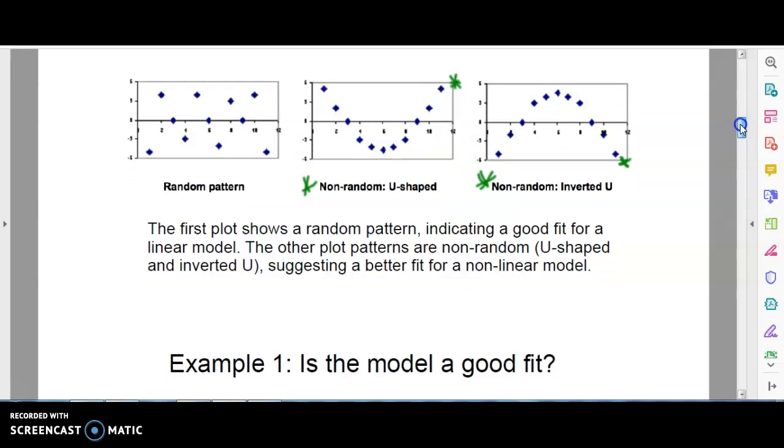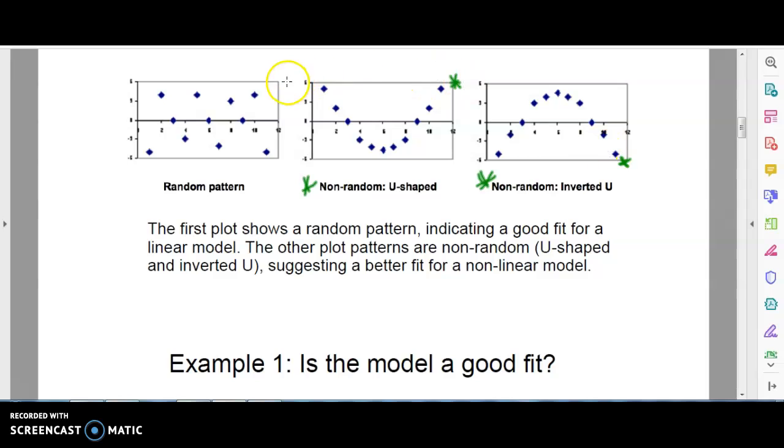Moving on to the next part here. These are residual plots we see here, 1, 2, and 3. The first one is in a random pattern, meaning there's really no pattern here. All of our points are scattered all over the place. And then you can see the one in the middle and the one on the right, we can see a pattern. This one here we refer to as our U-shaped pattern, and this one here is our inverted, or upside down, U.